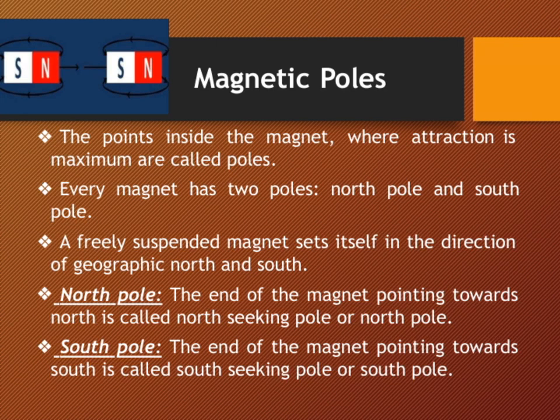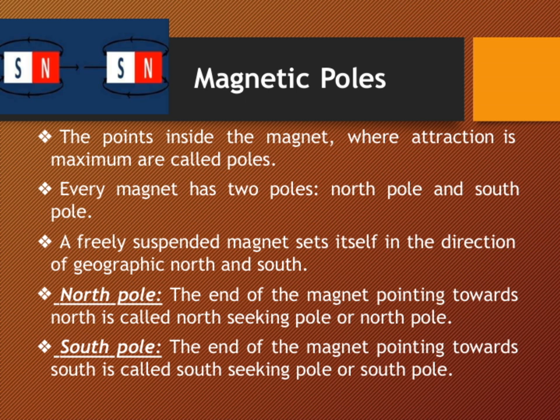Now let's talk about the points inside a magnet where attraction is maximum. These are called poles. Every magnet has two poles, a north pole and a south pole. If you suspend a magnet freely, it will naturally align itself in the direction of geographic north and south. The end of the magnet that points towards the north is called the north-seeking pole, or simply the north pole. Similarly, the end that points towards the south is called the south-seeking pole, or the south pole. These poles are crucial because they determine how a magnet interacts with other magnetic objects.